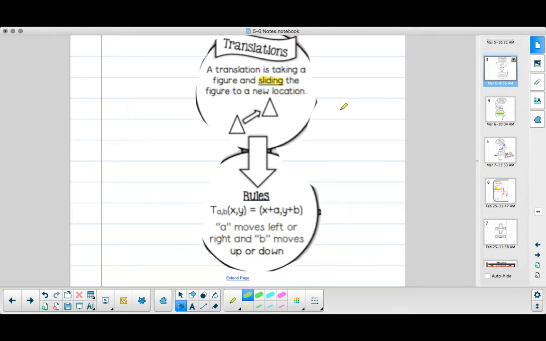Basically, what you're going to do is take a figure and slide it to a new location in the coordinate plane. What we do is basically add a number or subtract a number to the x coordinate, and then also to the y coordinate. The a value is what you add to x, and that tells you whether to go left or right. If it's a negative number, obviously that would be to the left, and if it's a positive number, that means you move the x coordinate to the right. And then the b number is what gets added to y. If it's positive, that means you go up, and if it's negative, that means you go down.